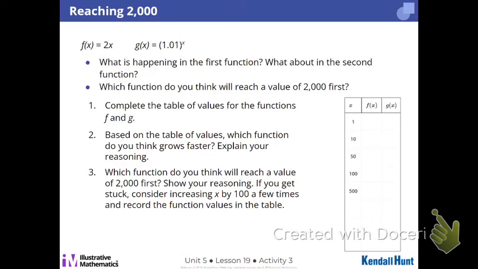I think the f of x one might be the easiest one to tackle first. I'm going to continue my inputs on my table here. So when I put in 1 for x, 1 times 2 is 2. 2 times 10, 20. 2 times 50, 100, 200, 1,000. We got 2,000, 4,000, and 8,000.